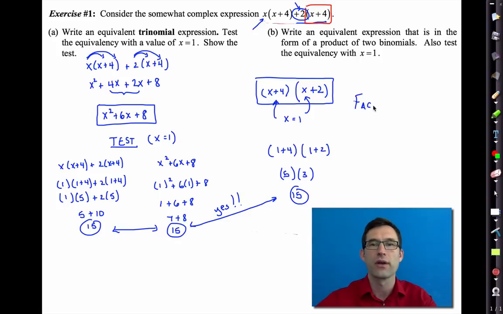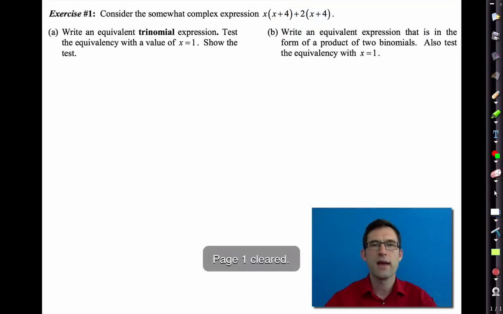We're factoring here. All right, we're rewriting this more complex expression into a pure product, x plus 4 times x plus 2. We're going to work with that quite a bit today, so I'll point it out every time. Anyhow, I'm going to clear this out, think about it a little bit, write down anything you need to, pause the video. All right, scrubbing. And we're scrubbed.